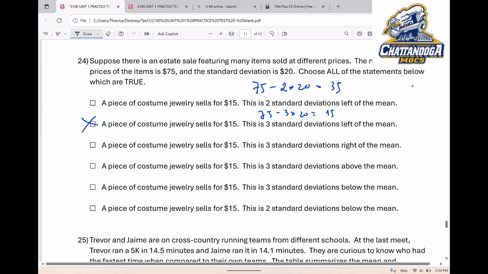The second one is correct already. A business costume jewelry sale for 15. This is 3 standard deviations above. It's wrong too, right? This guy is correct. The basic question, sell for $15, 3 is below the mean. Yeah, below and left are the same, right? 200 below the mean. So wrong, right? So basically the second option and the fifth option, right?